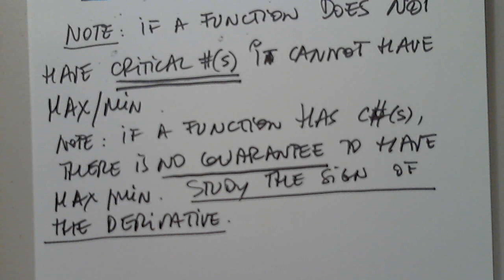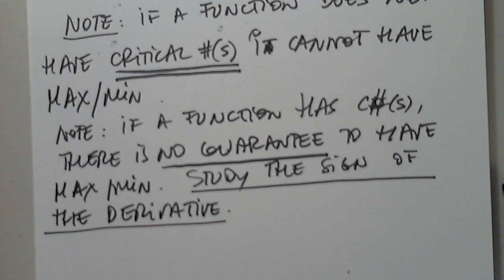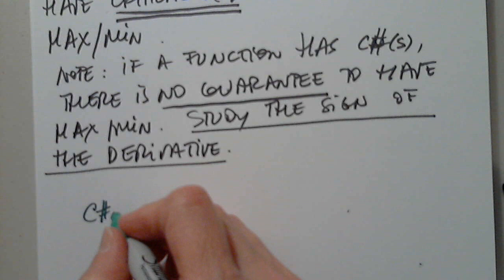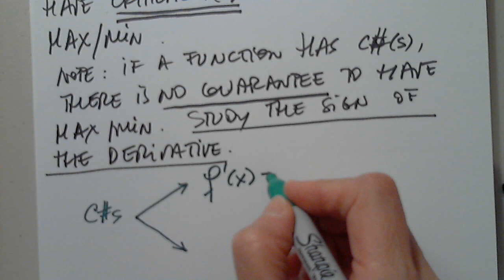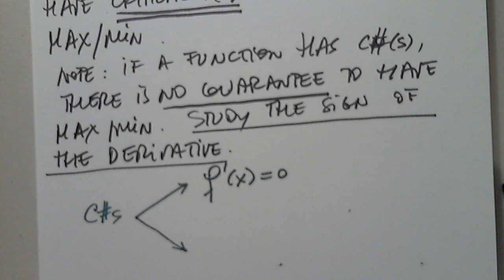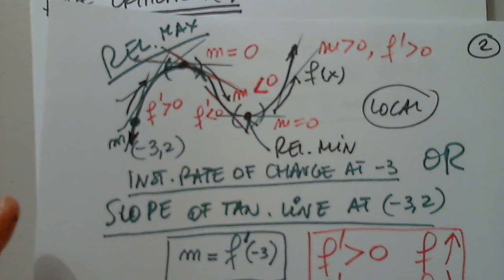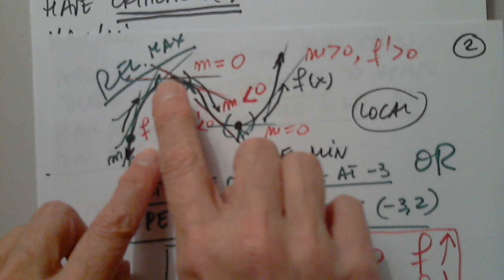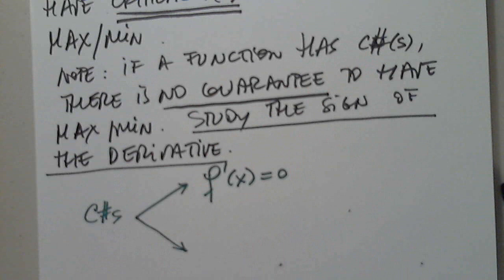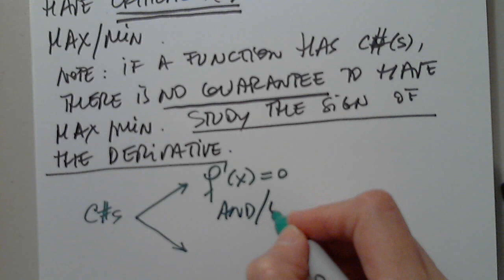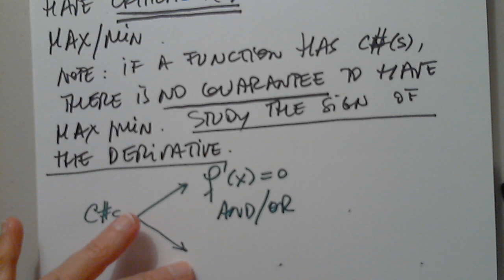Okay, first of all, let's discuss the critical numbers and where they come from. So critical numbers may come from two different sources. They don't have to. One possible source is when the first derivative is zero. You can say, wait a minute, why? Here it is why. The first derivative is zero at the relative max. The first derivative is zero at the relative min. So that's one possible source. We may find functions that have critical numbers coming from both, coming from this but not from this, coming from this but not from this, or none at all.